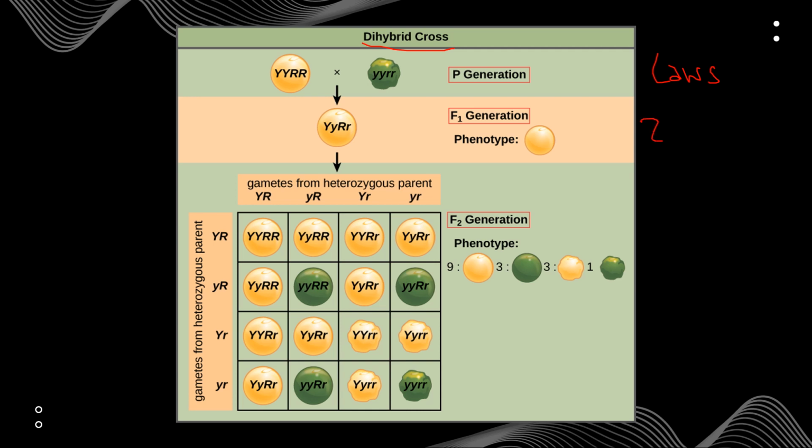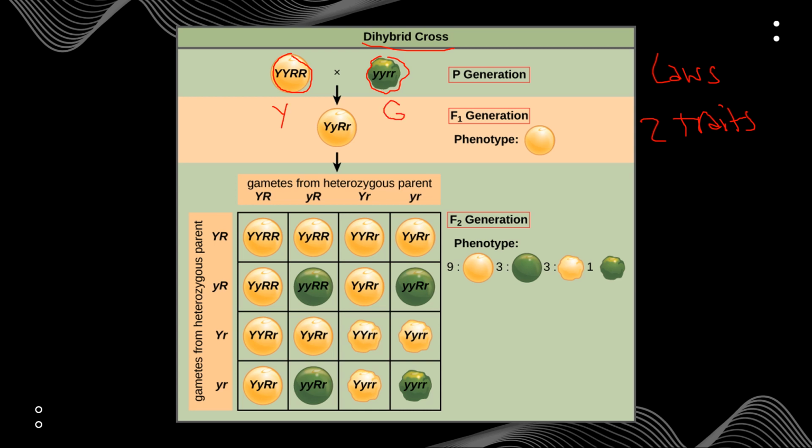So over here we have a dihybrid cross, which basically means it's a Punnett square that deals with two traits. The two traits we are dealing with here, like I said, are the shape, where we have either a round shape or a wrinkled shape, and also the color, where we have either a yellow color or a green color.